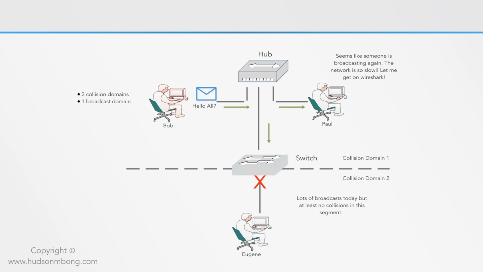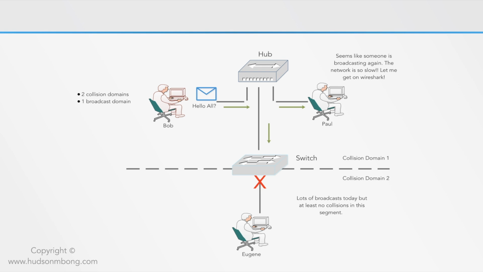In this topology, the hub simply extends the collision domain from the switch. The switch port to which the hub is connected and the users Bob and Paul are all within a separate collision domain from the collision domain to which Eugene is connected. Hence, we have two collision domains because the segments are on two different switch ports. Each switch port forms a separate collision domain.